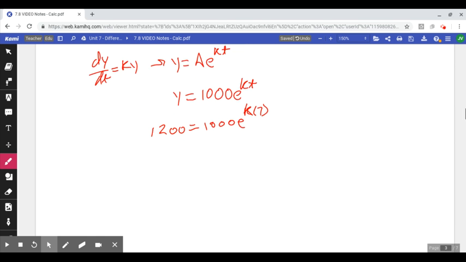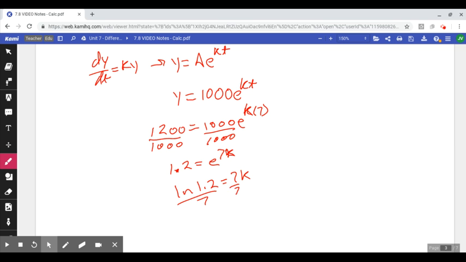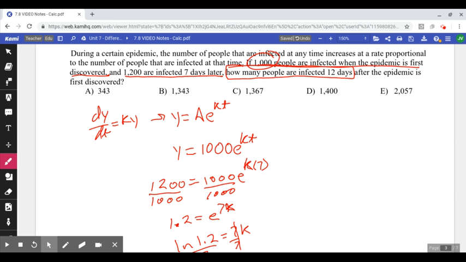So to solve this for k, we'll divide first by 1,000. So that'll be 1.2 on the left-hand side is equal to e to the 7k power. The natural log of 1.2, changing this into a logarithm, is equal to 7k. We'll divide each side by 7, and we find k to be the natural log of 1.2 over 7. We're going to use that information to help us to figure out the answer to this problem.